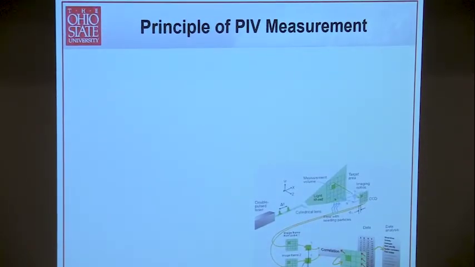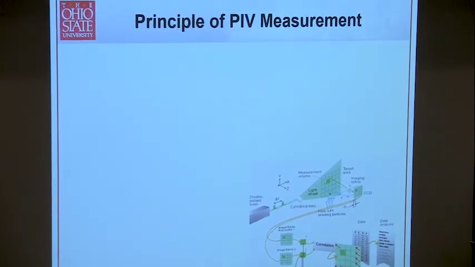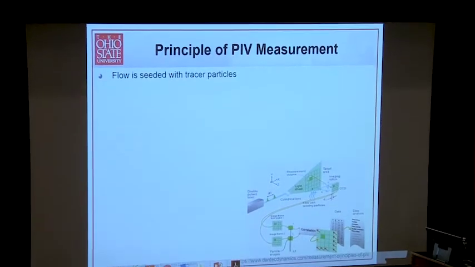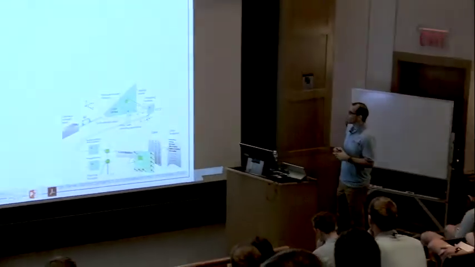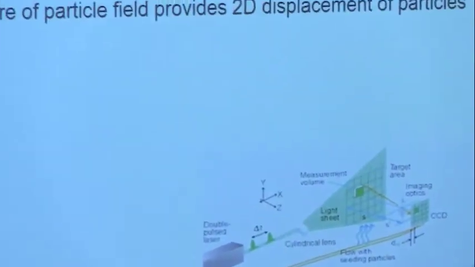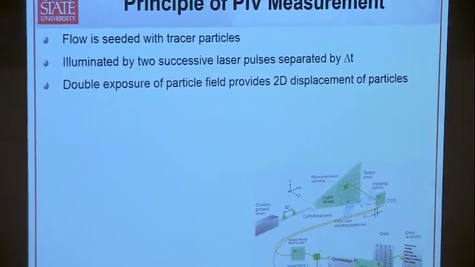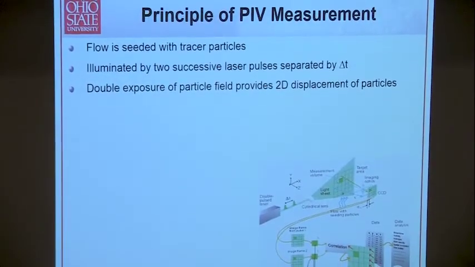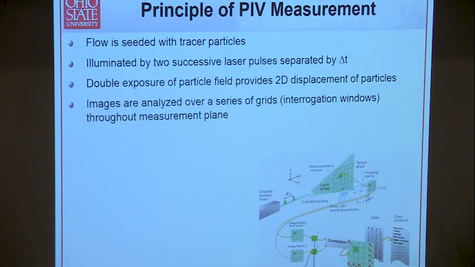Okay. Let's talk a little bit about the principle of the measurement and all the different components. First of all, we have to take the flow and seed it with tracer particles. Okay, again, it is an indirect measurement. You illuminate with two successive laser pulses separated by delta t, and we'll talk about all these different components. You need a camera or a series of cameras, if you will, but you need double exposures of the particle field. Again, we get a two-dimensional displacement of the particles. So again, one laser comes in, illuminates a field, I get one image of particles. The second one comes in, I get a second image of particles. And again, every one of these components we'll go deep into.